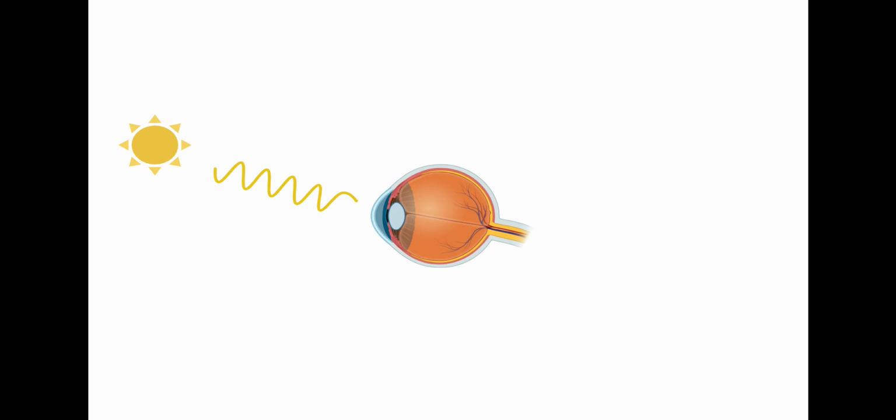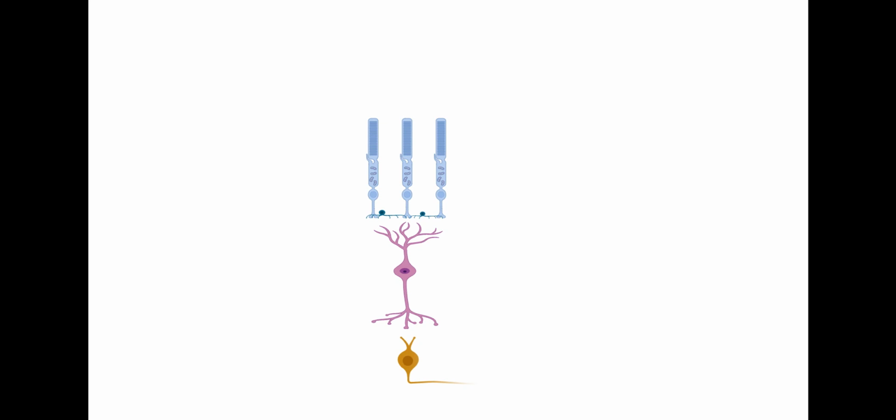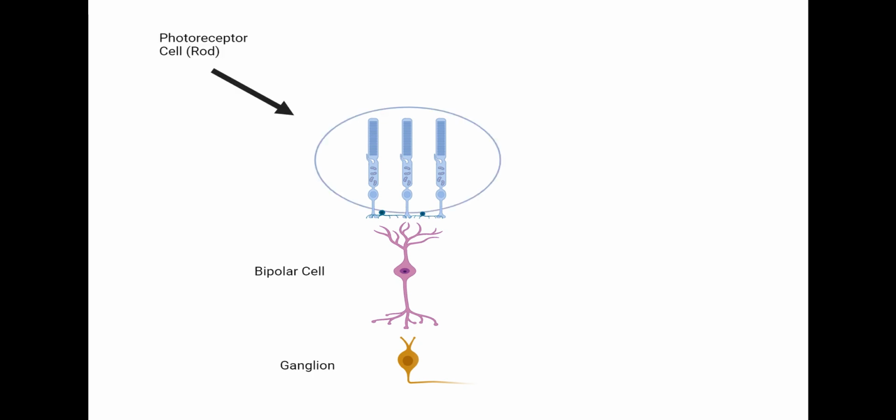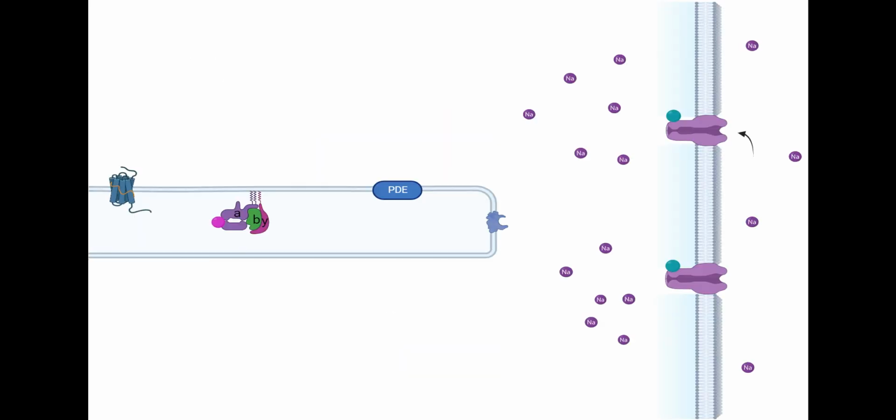Phototransduction is a process that occurs when light hits the area at the back of the eye known as the retina. The retina is able to transform the light that hits the back of the eye into a signal the brain can understand. This is done through a process within the photoreceptor cells known as rods and cones. In this presentation, we're only looking at rods, but a very similar process occurs in cones.